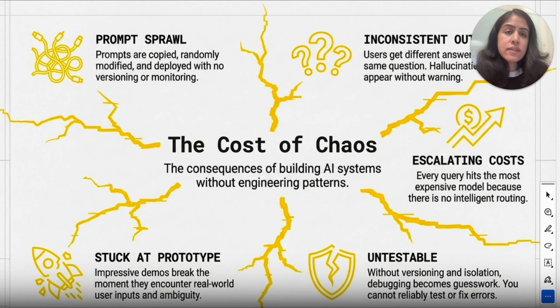The goal here isn't to fight the probabilistic behavior, it's to wrap the LLMs in enough structure that the overall system behaves predictably even when the model doesn't. That's where the design patterns come in.